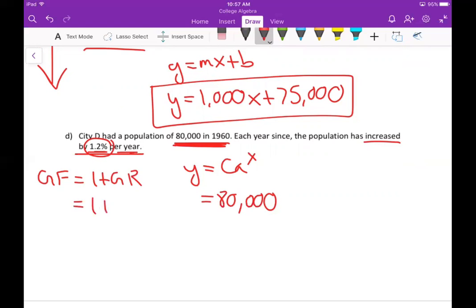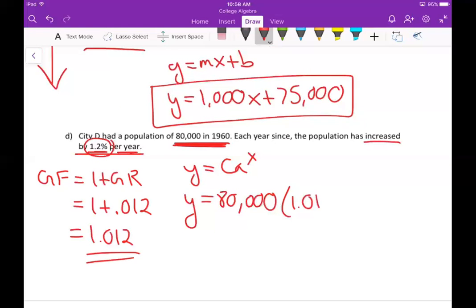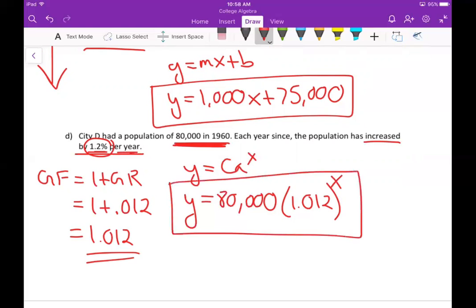I have the growth rate at 1.2%, which is 0.012 after dividing by 100. That's 1.012. This is my growth factor, so that's the a value I'm going to use here. So y equals that original amount, 80,000, times 1.012 to the x, for 1.2% growth each year. x can be in terms of years, and I have my exponential growth function using that given growth rate.